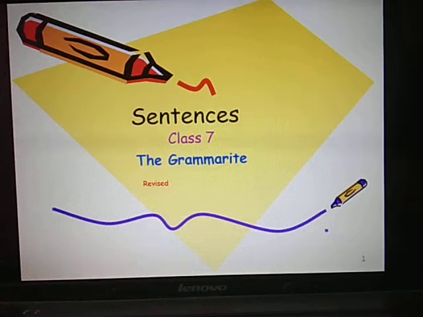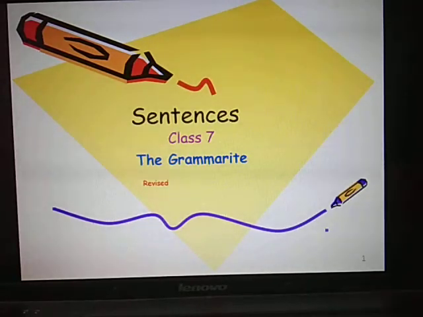Children, today we are going to learn something from grammar, and the name of the grammar book is The Grammarite. Okay, so the very first chapter is a very familiar topic, that is sentences.